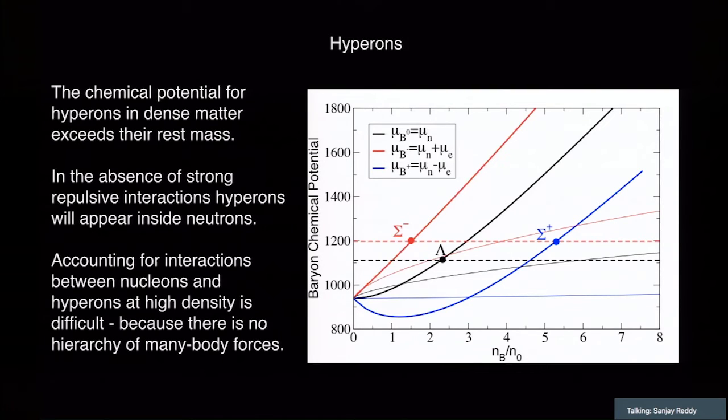So we can already anticipate that there will be a problem with hyperons if we want to put them inside neutron stars. So the only way we can prevent this is by understanding hyperon-nucleon interactions, which may give us a mechanism to prevent the appearance of hyperons, and in that way ensure that the pressure doesn't decrease with increasing density.